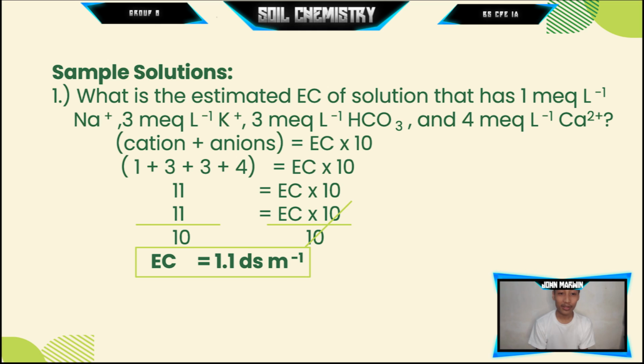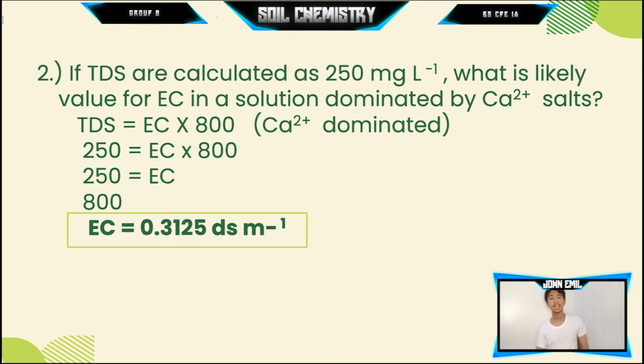And here is John Emil Torres for the next sample question. Hi, I'm John Emil D. Torres, and I'm here to discuss the sample number 2. If total dissolved solids are calculated as 250 mg per liter, what is the likely value for electrical conductivity in a solution dominated by calcium ion salt?